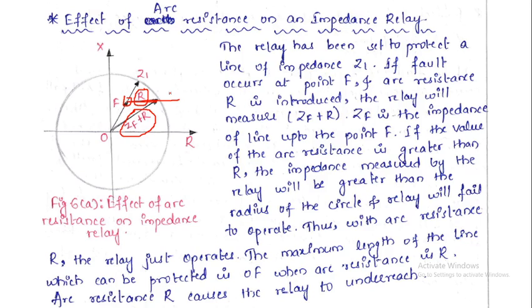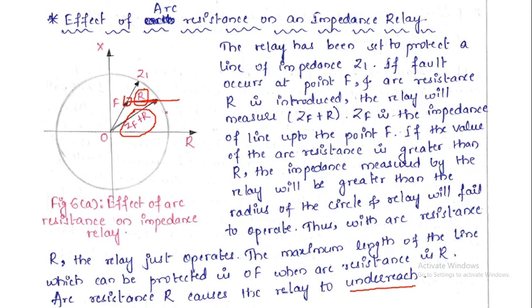So here you need to remember the term underreach. What is the meaning of underreach? Actually, my protection zone is from O to Z1. The impedance relay's protective region is O to Z1. Because of the fault at location F, if it was a simple impedance, it would trip the relay, because it is inside the region.